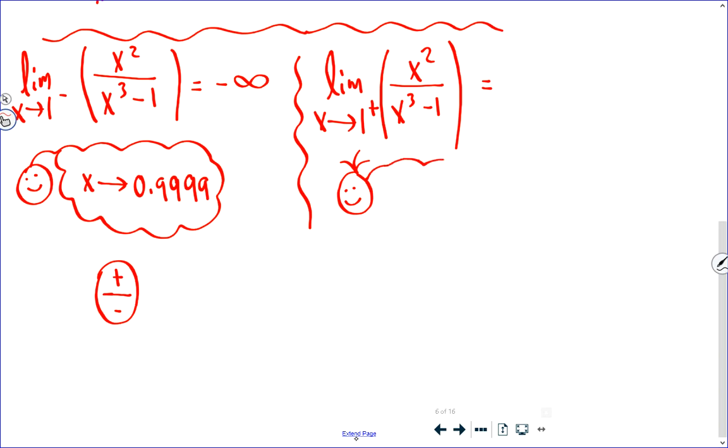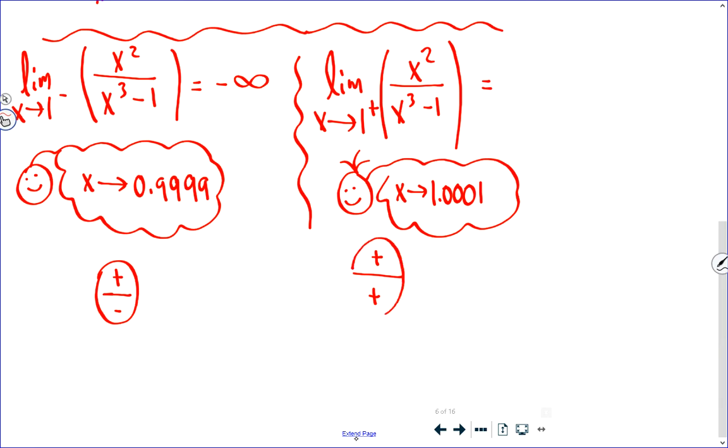I'm looking here at a number like x being really close to 1 from the right, so 0.0001 more than 1. And if I put that number in, the numerator will become positive because it's a positive number squared. The denominator will be positive because when I cube 1.0001, I will get something a little bit bigger than 1, which when I subtract 1 from it will leave me with a positive. That tells me that this is approaching positive infinity. So we've taken care of the vertical asymptote.